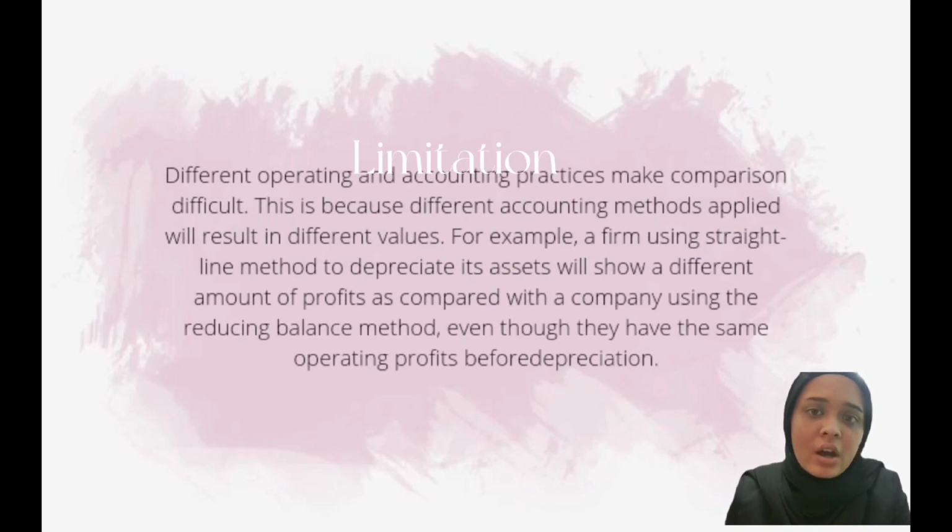Different operation and accounting practices make comparison difficult. This is because different accounting methods applied will result in different values. For example, a firm using the straight line method to depreciate its assets will show a different amount of profit compared with a company using the reducing balance method, even though they have the same operating profit before depreciation.